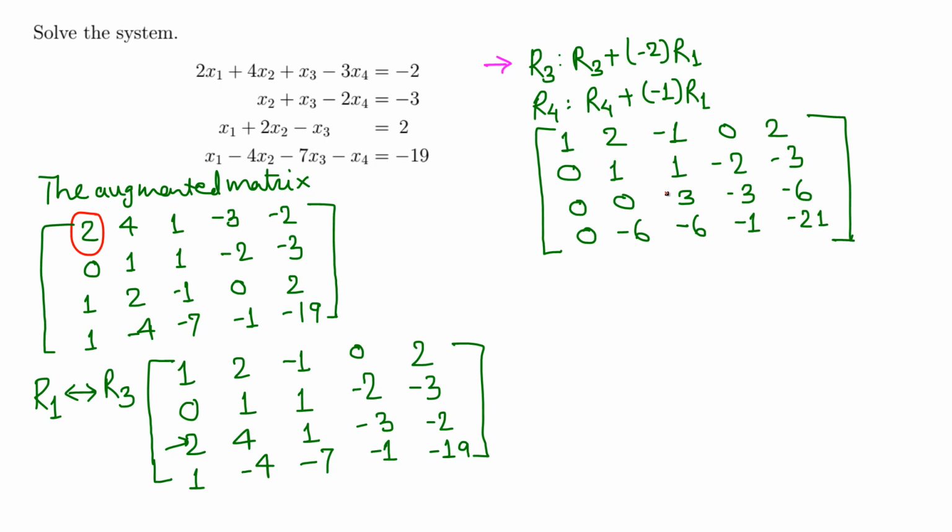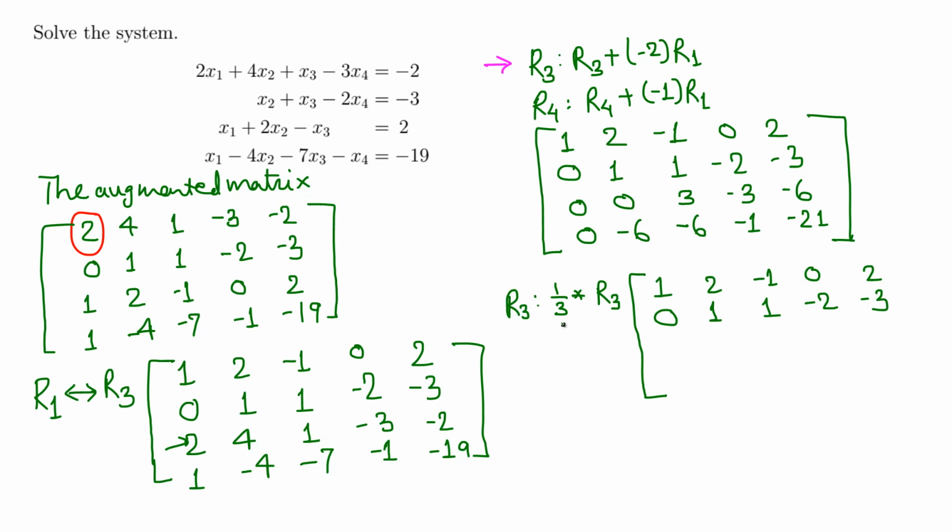Now this is 1, so we want to make this 1, and we want to make these 0, 0, and we want to make this 1. That's what we want to do here. To make this 1, we can multiply R3 by 1/3, so this becomes 1. So in R3 we are multiplying by 1/3. So 0, 0, 1, -1, -2. At the same time we can make this 0; this is already 0, so we're going to make this 0.